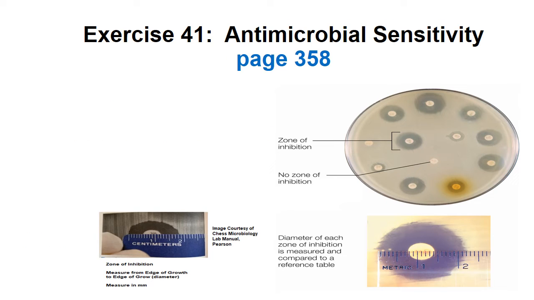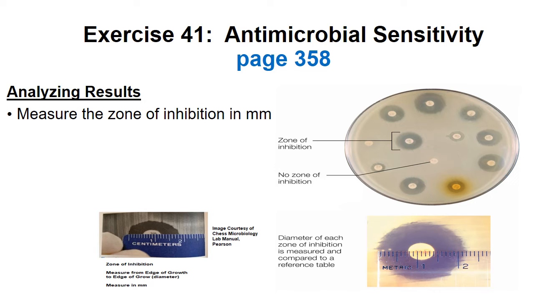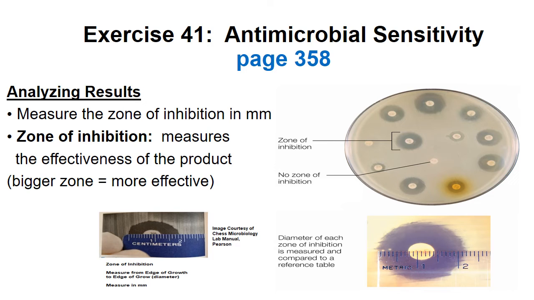Page 358. This is the same slide we saw previously when discussing the antiseptic and disinfectant effectiveness. The analysis is the same way. We would measure the zone of inhibition, and the larger the zone, the more effective, in this case, the antibiotic. These zones are also going to then be used to figure out whether or not an antibiotic is sensitive, intermediate, or resistant, which I will explain on the next few slides.